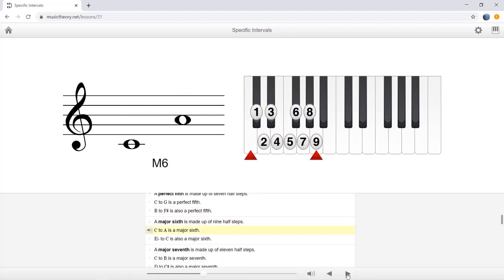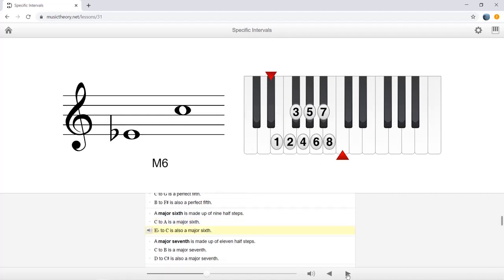We go to major sixth with 9 half steps. We know it's a sixth: 1, 2, 3, 4, 5, 6. And then we count the number of half steps, which are 9. Again, you don't count this as 1 when you're counting half steps. 1, 2, 3, 4, 5, 6, 7, 8, 9. So we know that is a major sixth.